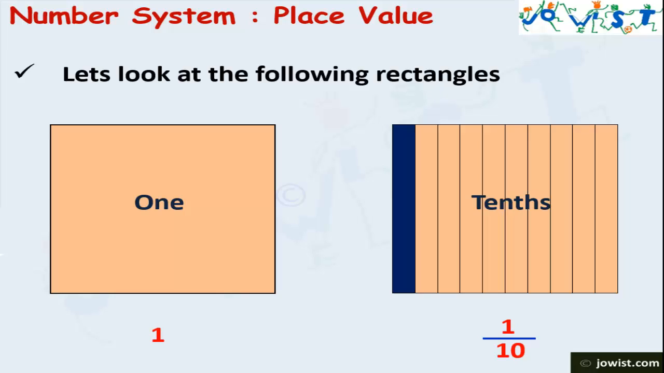and the other rectangle is divided into 10 equal parts. One part of 10 is colored blue. So the value of the colored part is 1 upon 10, that is 1/10. It means it is 10 times smaller than 1.